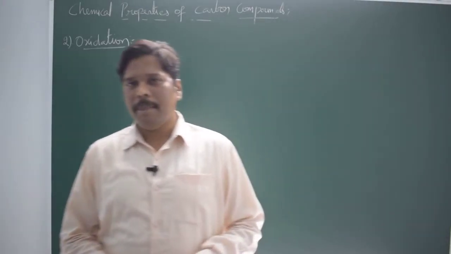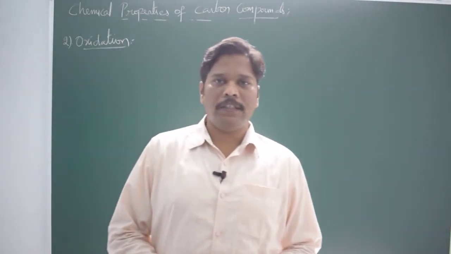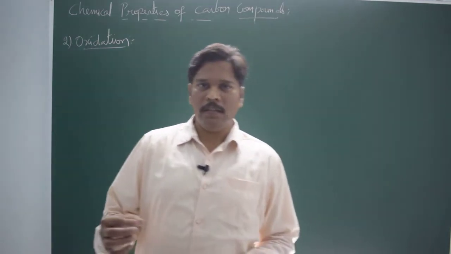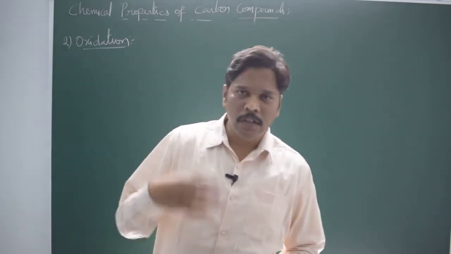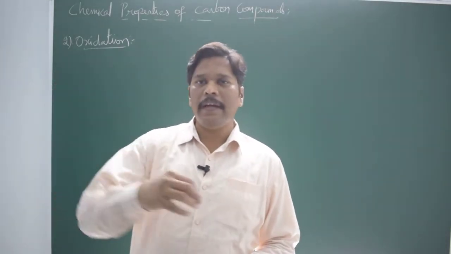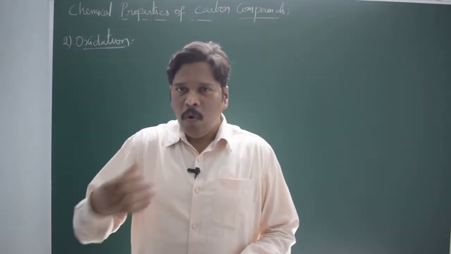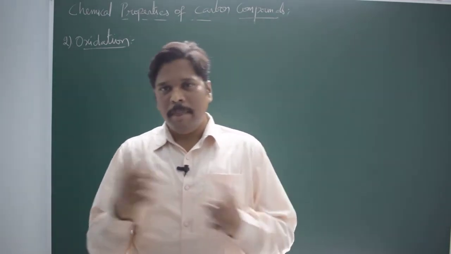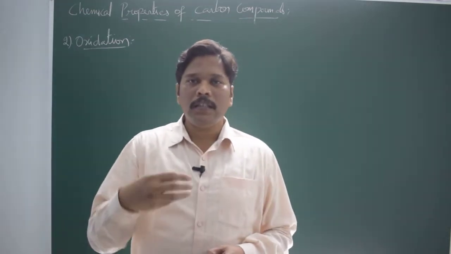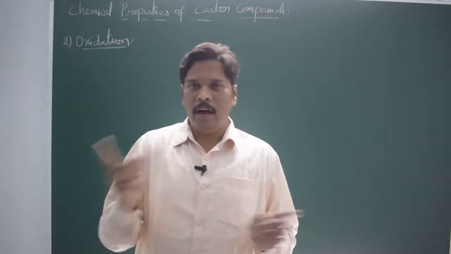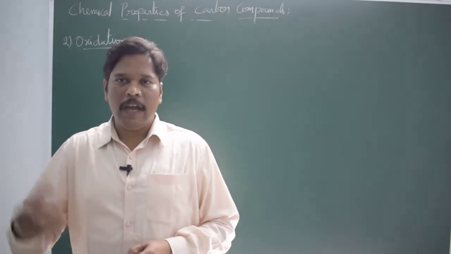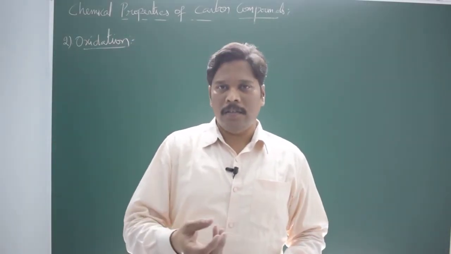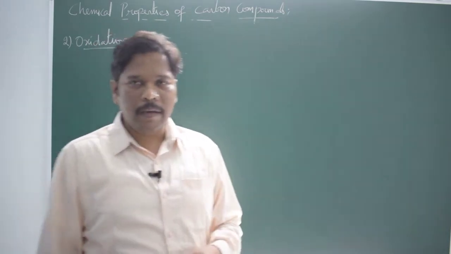So another important chemical property is oxidation. Oxidation you have learned in your chapter 1, chemical reactions. In that, oxidation is the addition of oxygen to a substance. So who will add the oxygen, or who will supply the oxygen? The substance which supplies the oxygen, we call it an oxidizing agent. So for oxidation, you need a substance which has to be oxidized and another substance which will supply the oxygen. So the oxidizing agent is very important.